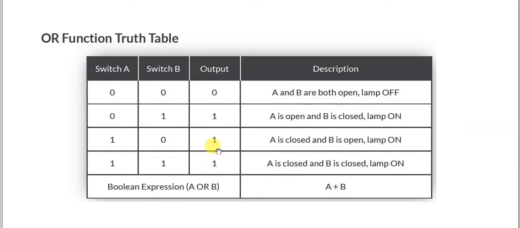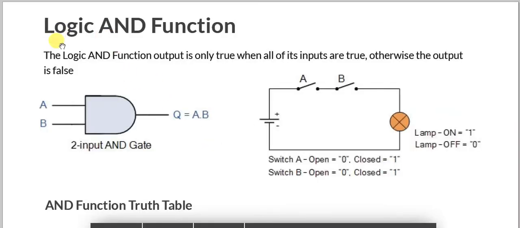Now the next logic gate is the logic AND gate, or logic AND function. The output of the logic AND gate is only true when all of its inputs are true, otherwise the output is false. It means that for the output to be 1, all inputs have to be 1. Otherwise, if any one of its inputs is 0, the output is 0, the false condition.